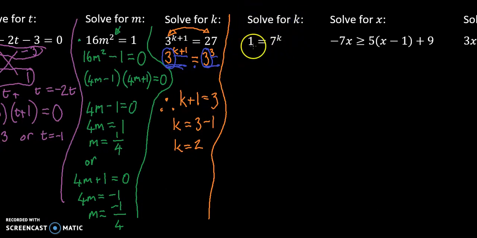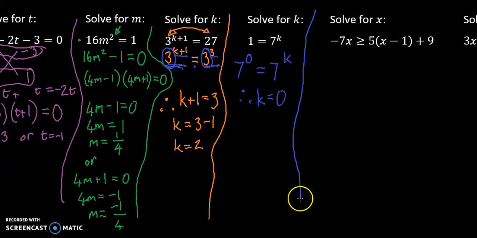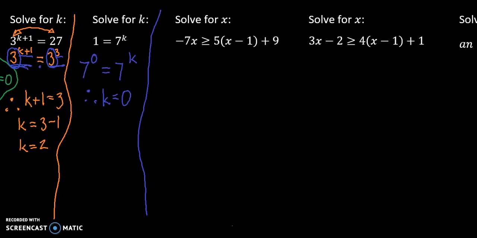Now solve for k. 1 is equal to 7 to the power of k. Hopefully you saw this trick immediately. Anything to the power of 0 is going to be equal to 1. So therefore 7 to the power of 0 is equal to 7 to the power of k. So k must be 0. We're flying through these, which is good. I didn't want to run out of time or make you bored, even worse.